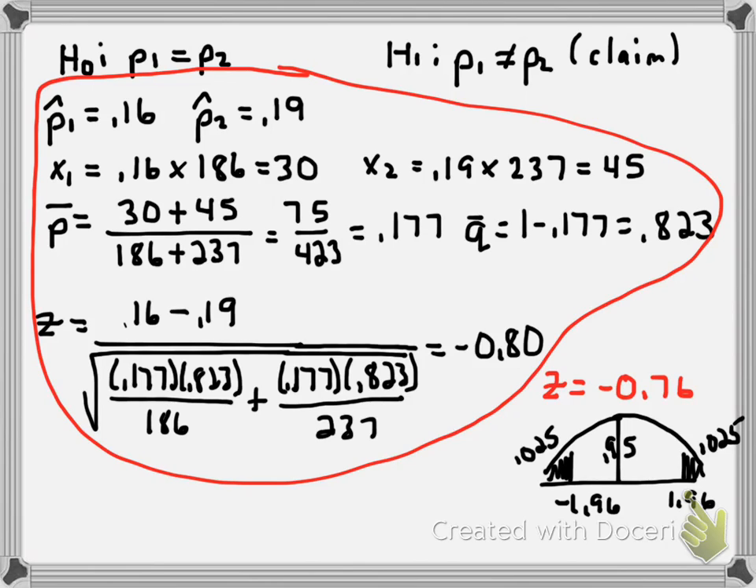So the test statistic, no matter which one of those you use, would be between the critical values and not in either critical region. So whenever that happens, that means that we should fail to reject the null hypothesis.